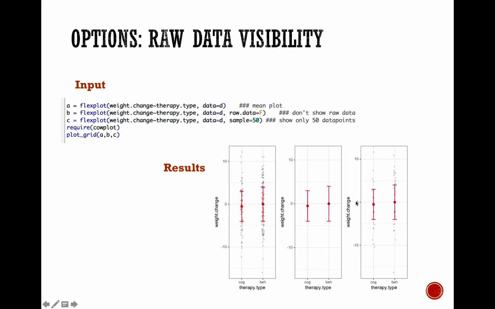So in the bottom left here, that shows the raw data without any of the options. This shows it without the raw data. Anyway, whatever. And then the bottom right, or the right, because there's only one plot, shows sampling just 50 points. And of course, we could use cowplot and show it in a grid.